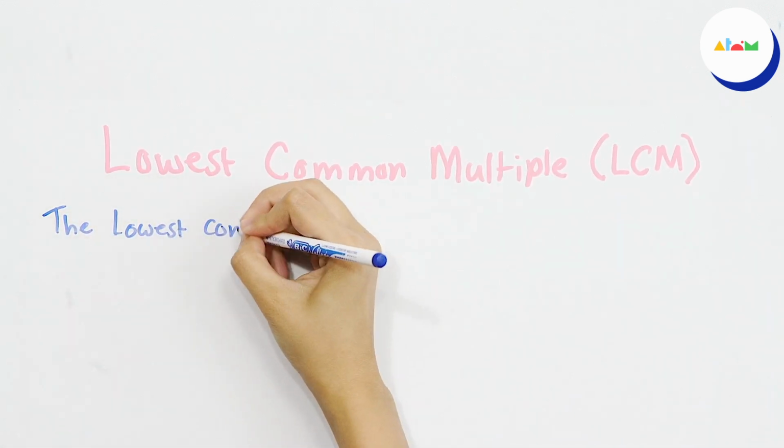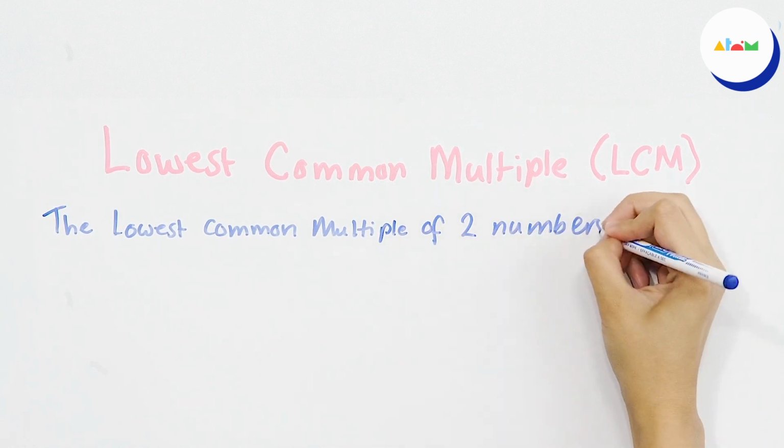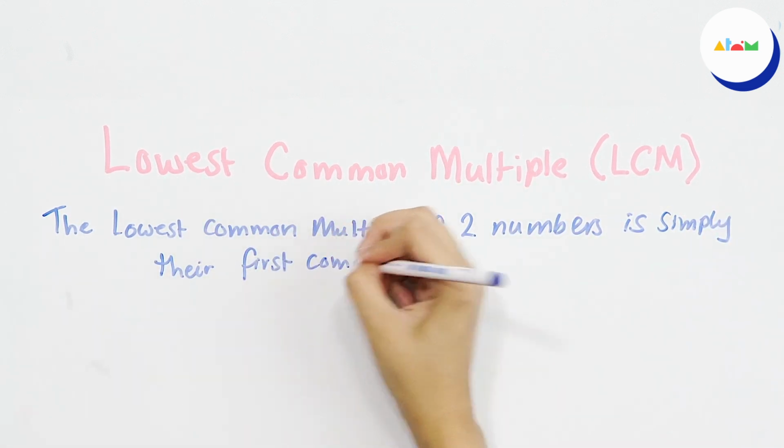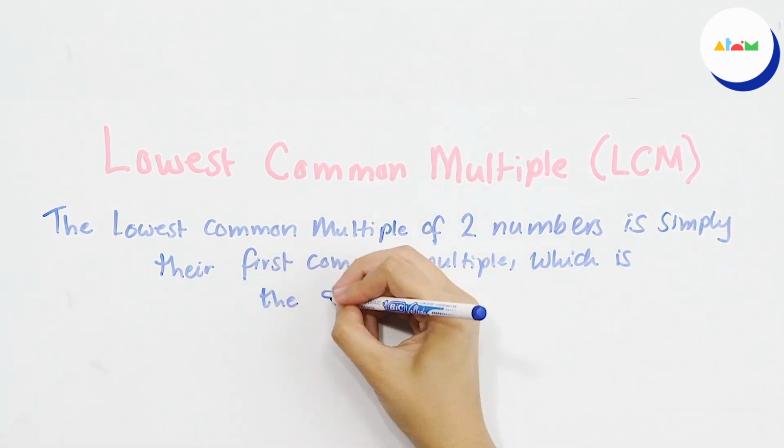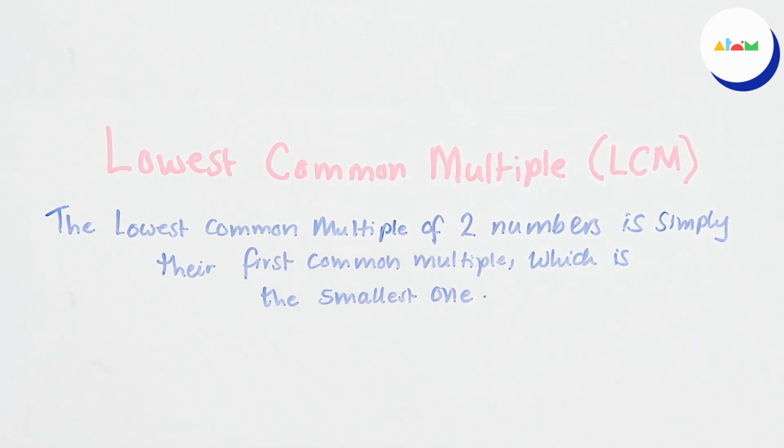The lowest common multiple of two numbers is simply their first common multiple, which is the smallest one. We saw before that multiplying two numbers together always gives us one of their common multiples. However, doing this does not always give us the lowest common multiple.